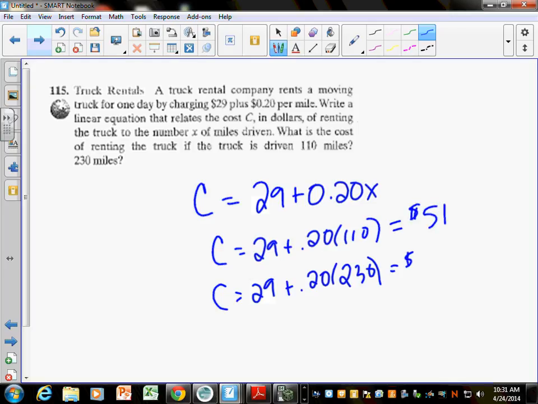$51. That's a lot of money to rent a car for 1 day, but if that's all you drove, like 110 miles and 230 miles.